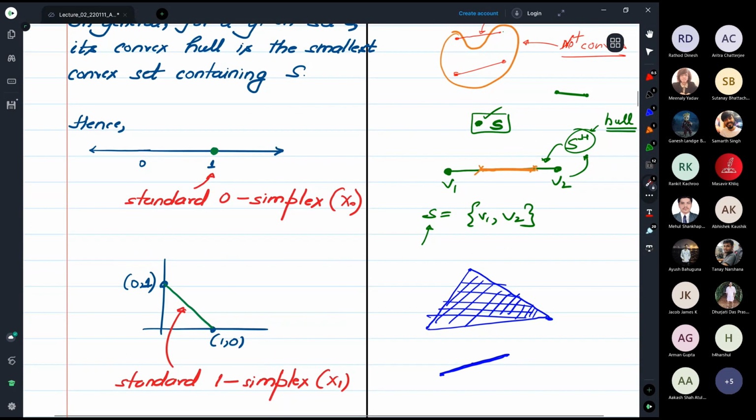Is this okay? Let me pause here for a second or two. If you have any quick questions in relation to convex hulls, convex sets, and related topics, let me know.